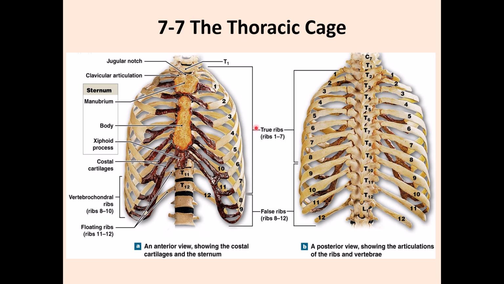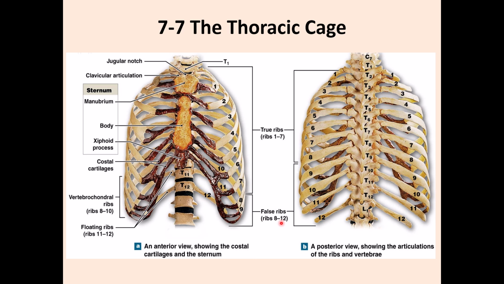The ribs are divided into 2 parts. One is called true ribs, which is rib 1 to 7. Why is that? Because each rib has its own cartilage. This is the cartilage that the rib comes and attaches to the sternum, up to here. Then there are the false ribs, which are 8 to 12.